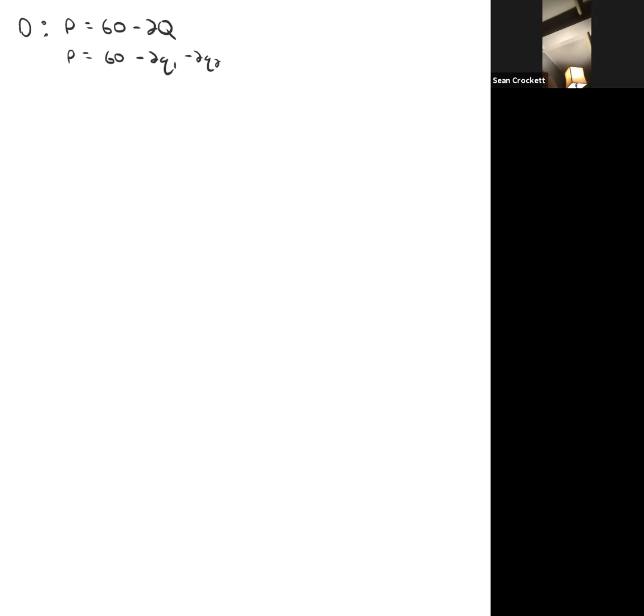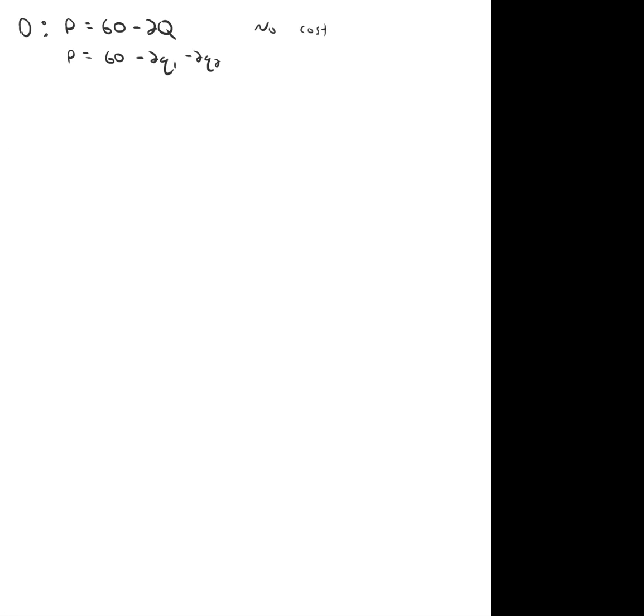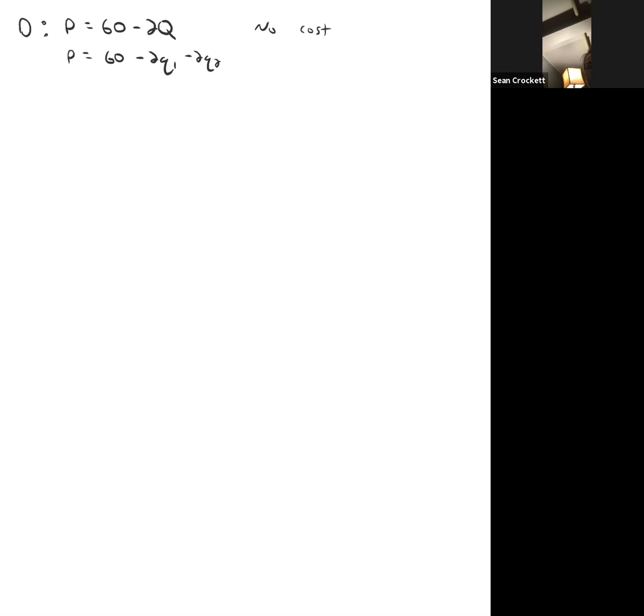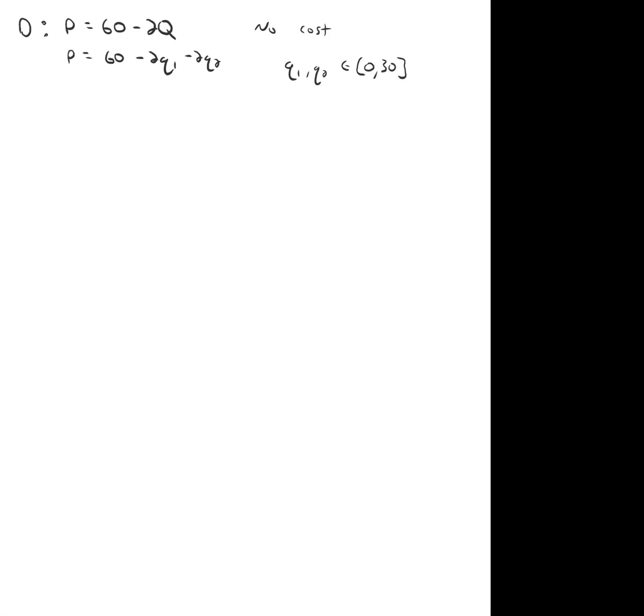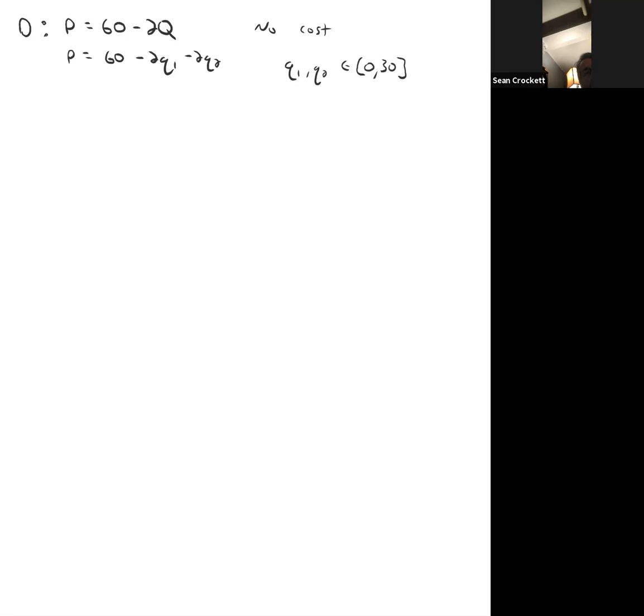All right. No cost. Is there any bounds? In this case, neither. So Q1 and Q2 are going to be in the range of 0 to 30. Because player 1 is never going to want to choose a number bigger than 30, because even if player 2 chooses 0, he won't go over 30. Same with player 2. Okay. And so player 1 moves first.